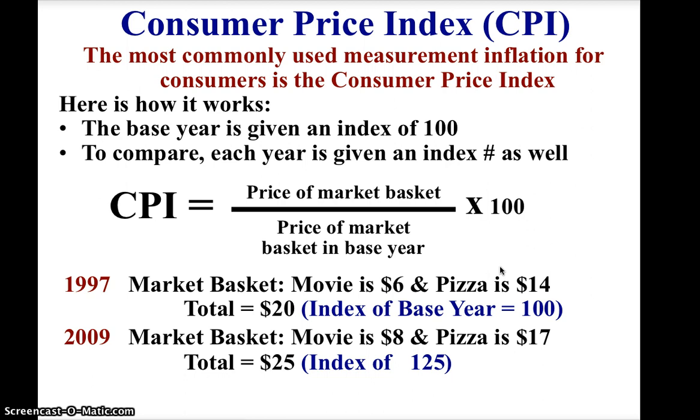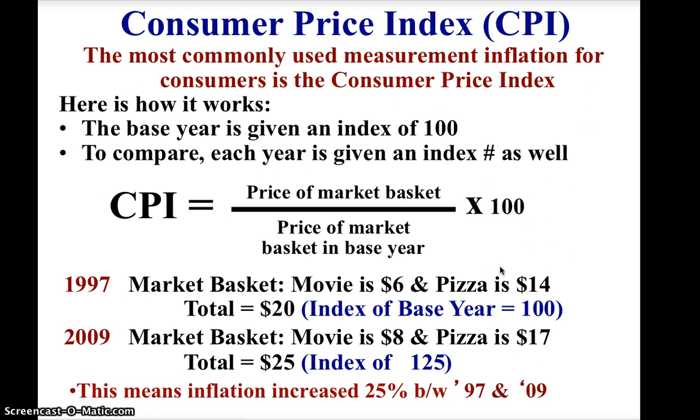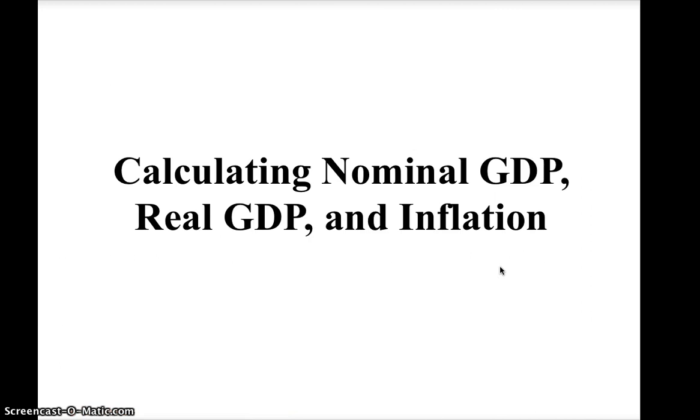So what does that actually mean, an index of 125? It's not that prices went up $25, it's that prices went up 25%. Okay, so that means there was an inflation rate of 25% between 1997 and 2009. If you were just doing it in your head, you might say to yourself, well, it rose $5, so $5 as a function of $20 is 25%. And that's basically what that equation is doing. Another way to think about it is an item that cost $100 in 1997 would cost $125 in 2009. Pretty simple.